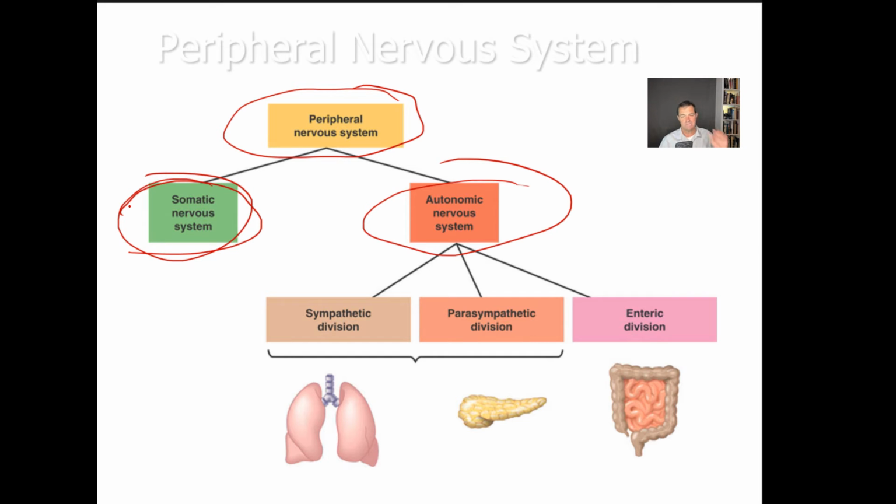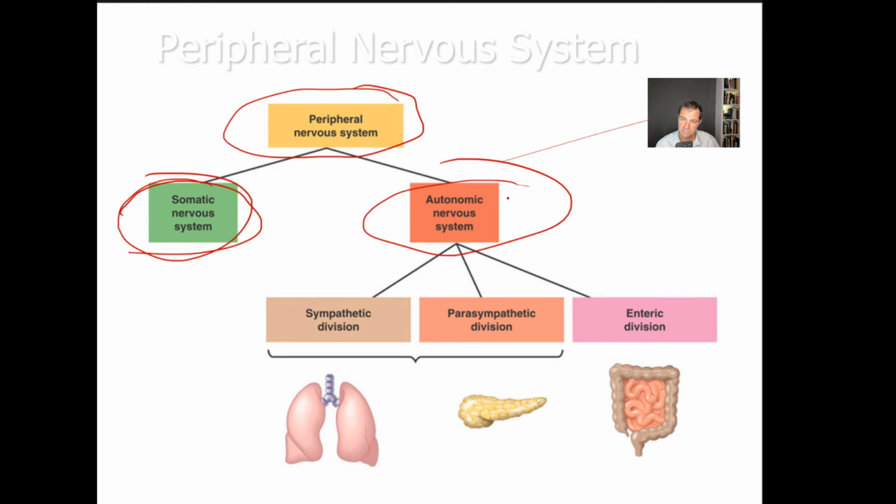The somatic nervous system is what goes to your muscles to make them move. And the way you work out your muscles in the gym or whatever you do is by making your brain signal through the peripheral nervous system to the somatic nervous system to cause those muscles to contract.